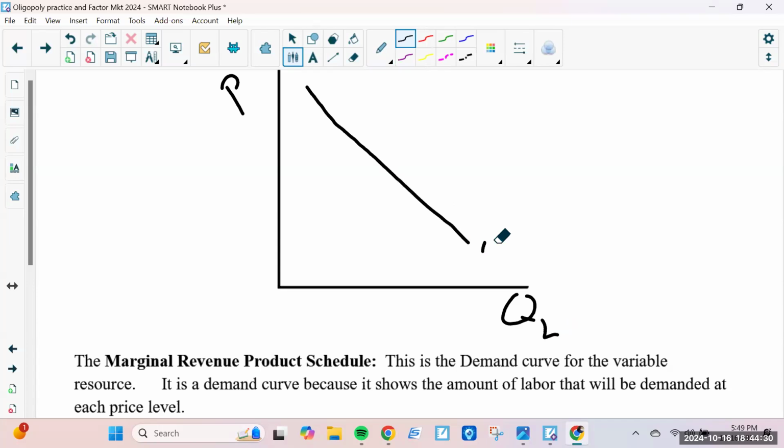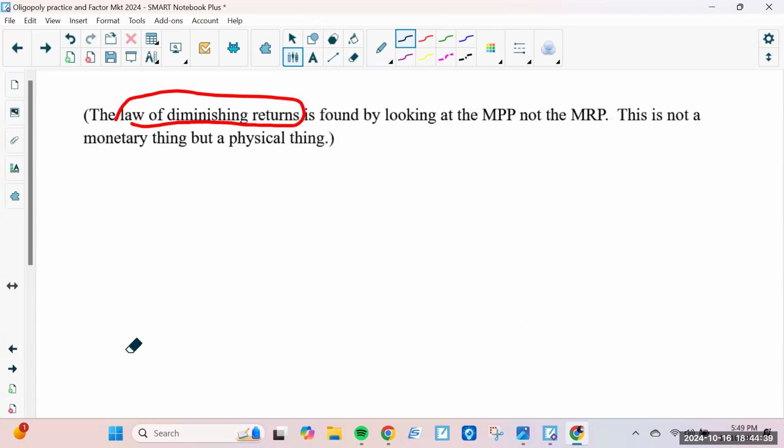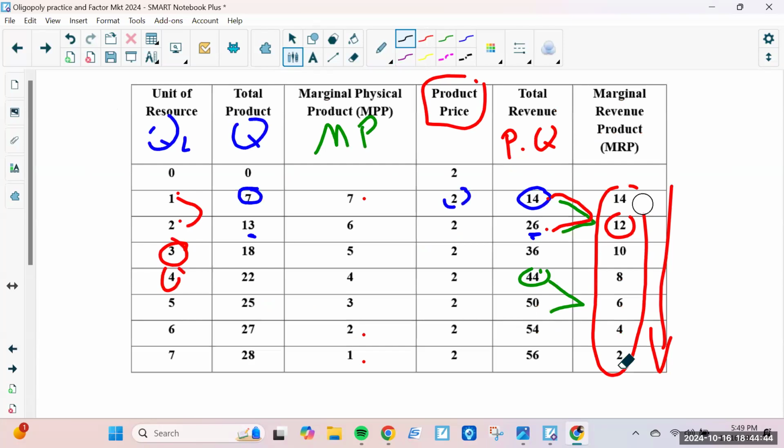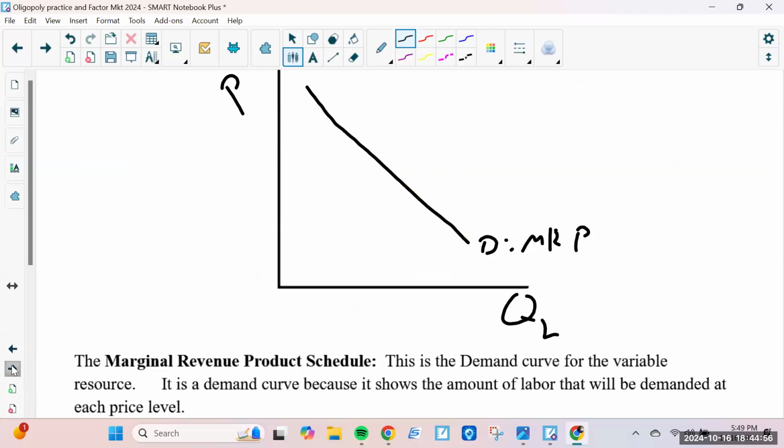And that demand curve is downward sloping, and it's your MRP. This is your demand for the worker. If you go back and look at this and graph these numbers, you notice that at a quantity of labor of 1, I'm at 14. At 2, I'm at 12, and so on and so forth. So you can draw this graph. This is the demand for labor. It's downward sloping.